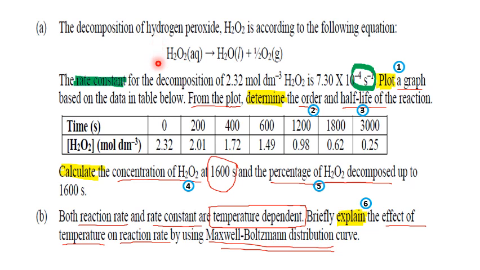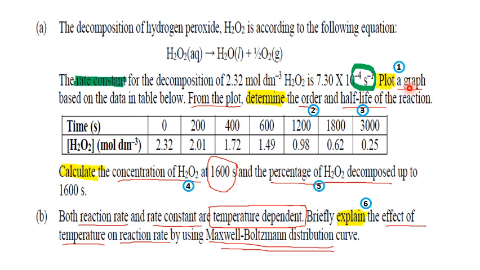The decomposition of hydrogen peroxide is according to the following equation. So the equation is given. The rate constant for the decomposition of 2.32 mol per dm cube peroxide is 7.3 times 10 to the power of negative 4 per second. Okay, there's no question from here, but there's important information you need to know. Rate constant is given, and then the unit is per second. You should know when the unit is per second equal to per time. So per time, reflect this is first order reaction.